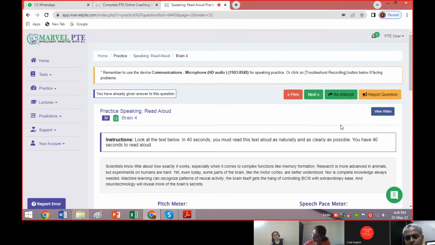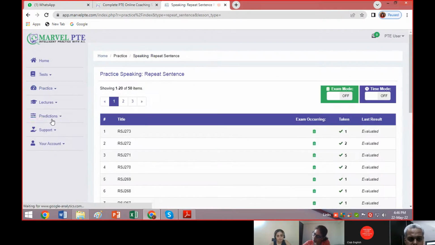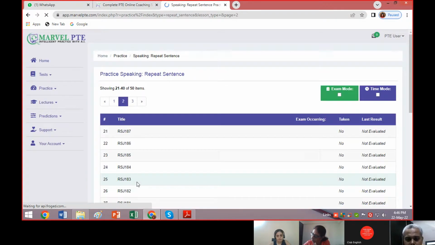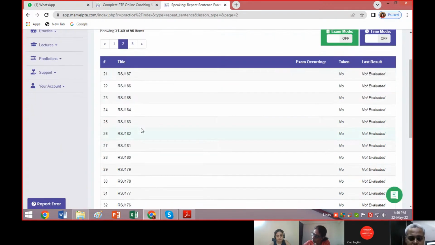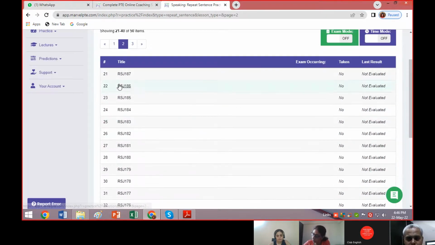Right now, going back to the second thing in the practice section, we are going to repeat sentence. Now let's see what repeat sentence is. It's a very good one. Now, second point, please listen to it carefully because you're going to do it. These are all not evaluated. We are going to check one of those. Let's start with 21. Reni and Jyoti ma'am, be attentive. Let's see what it says. Just a minute. It will start.